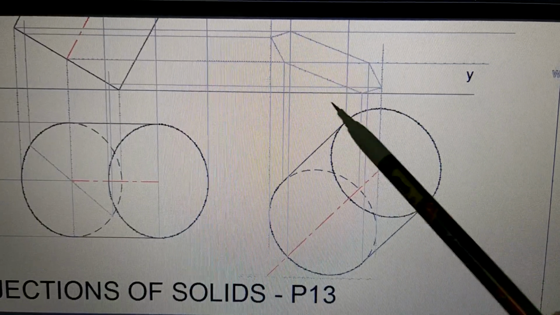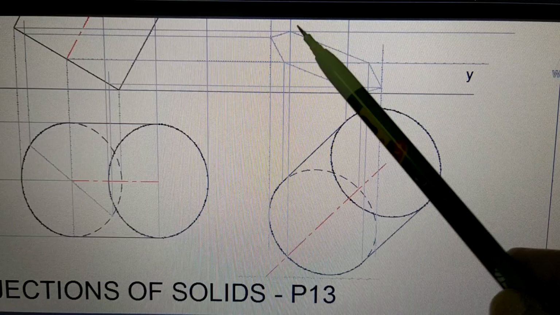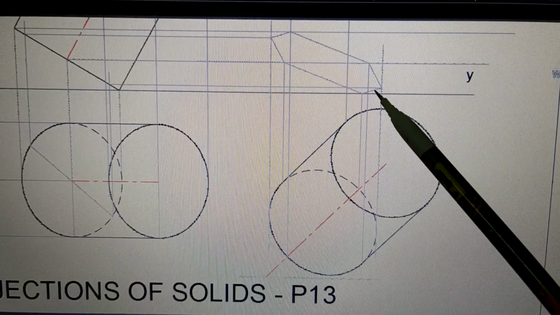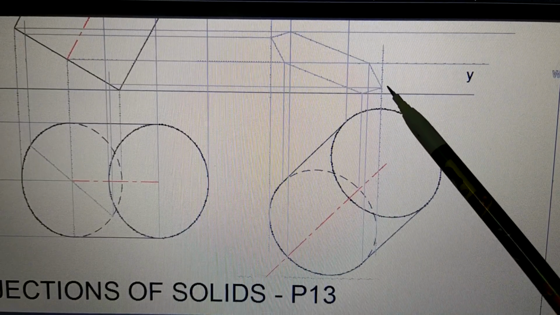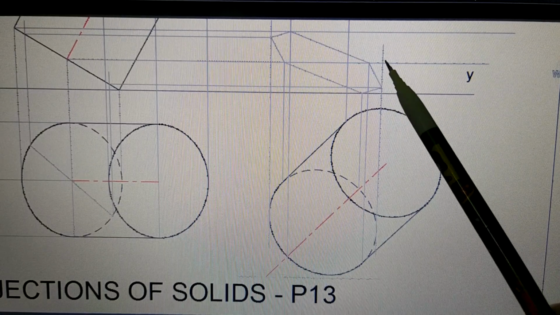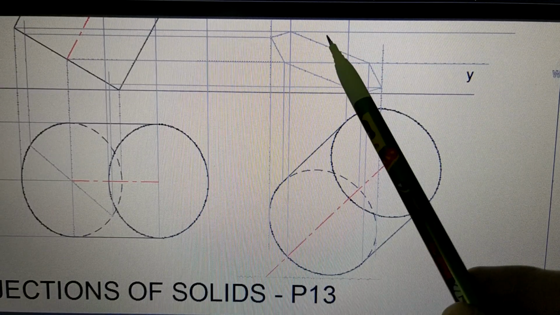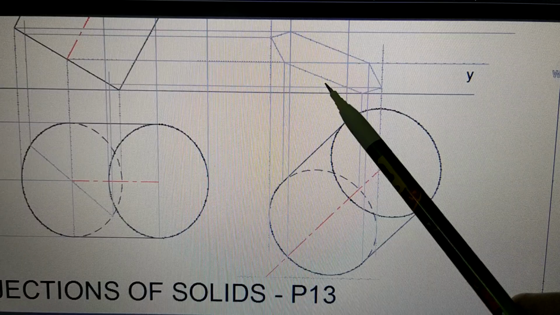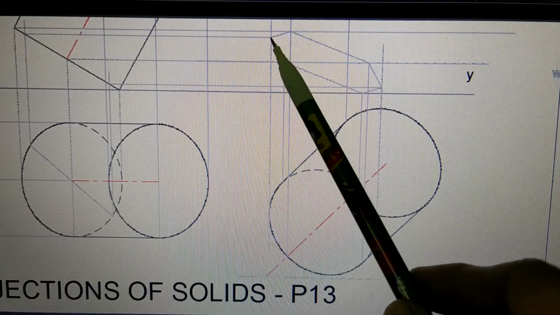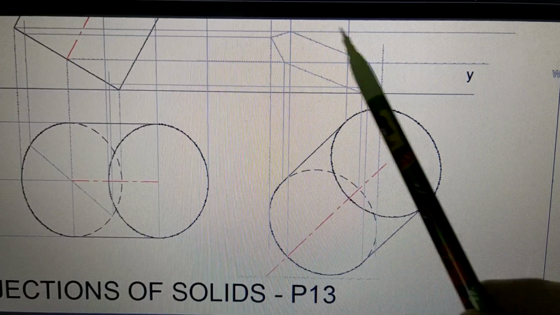So once you get all these points, see, I have not joined all these points by an ellipse, but we have to draw that. When you draw the ellipse through these points, you have to see that the ellipse should not go out of this line, out of this line.